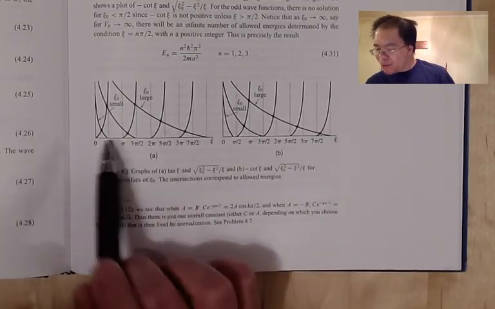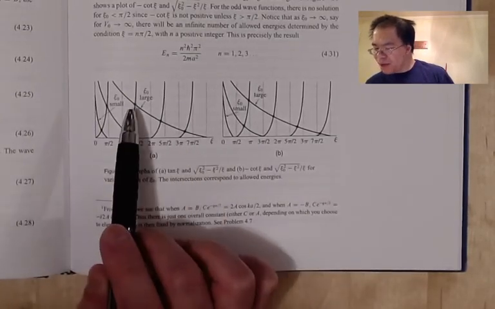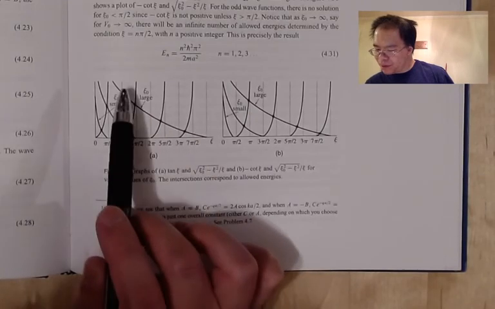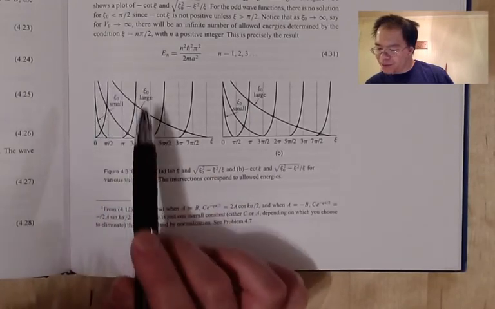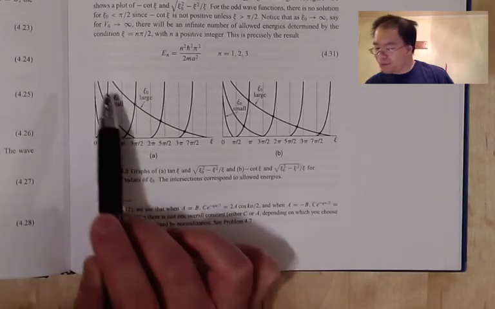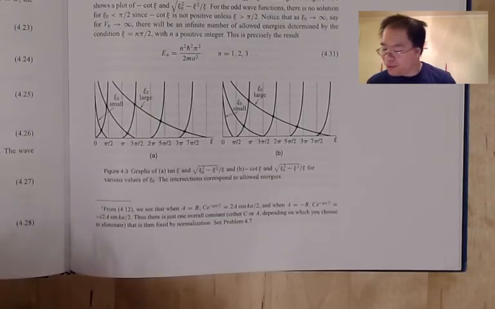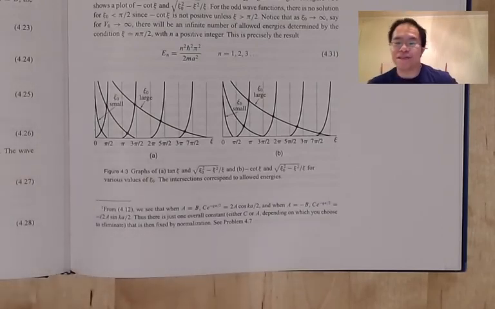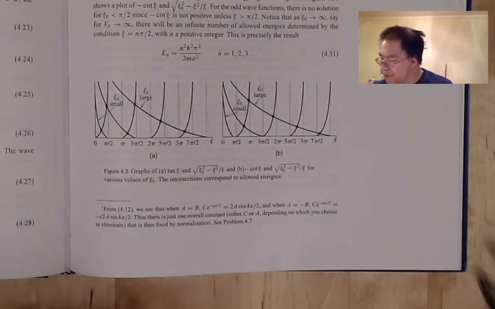We can keep on going with this. For this larger one, I think we missed an intersection up here, but now there are 1, 2, 3, 4 intersections with branches of tan psi. So that gives us 4 allowed energy eigenvalues.